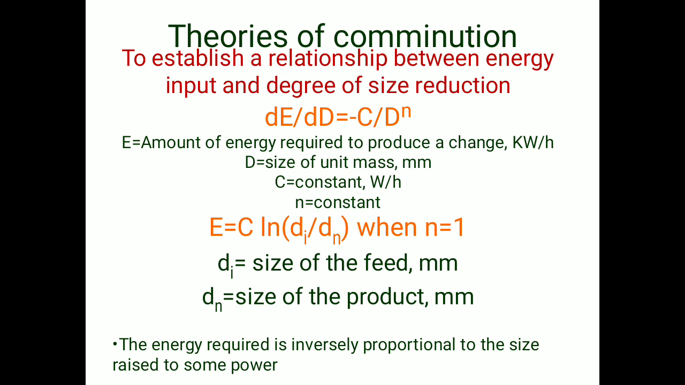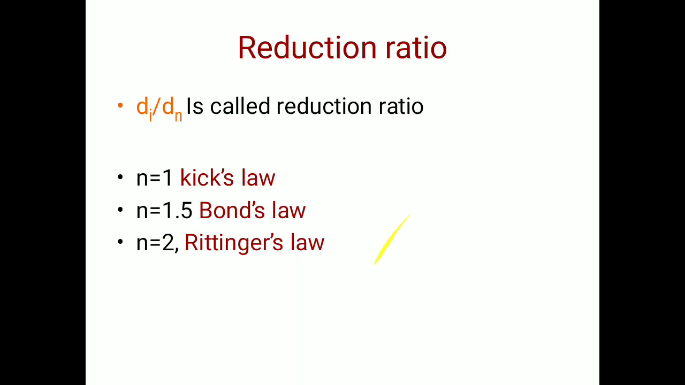E is equal to C ln, that means natural log, Di by Dn, where n is equal to 1. Di here is the size of the feed, the initial one, in millimeter, and Dn is the size of the product, the final one, also having unit in millimeter. Actually, the energy required is inversely proportional to the size raised to some power. In terms of reduction ratio, the energy required may be correlated.